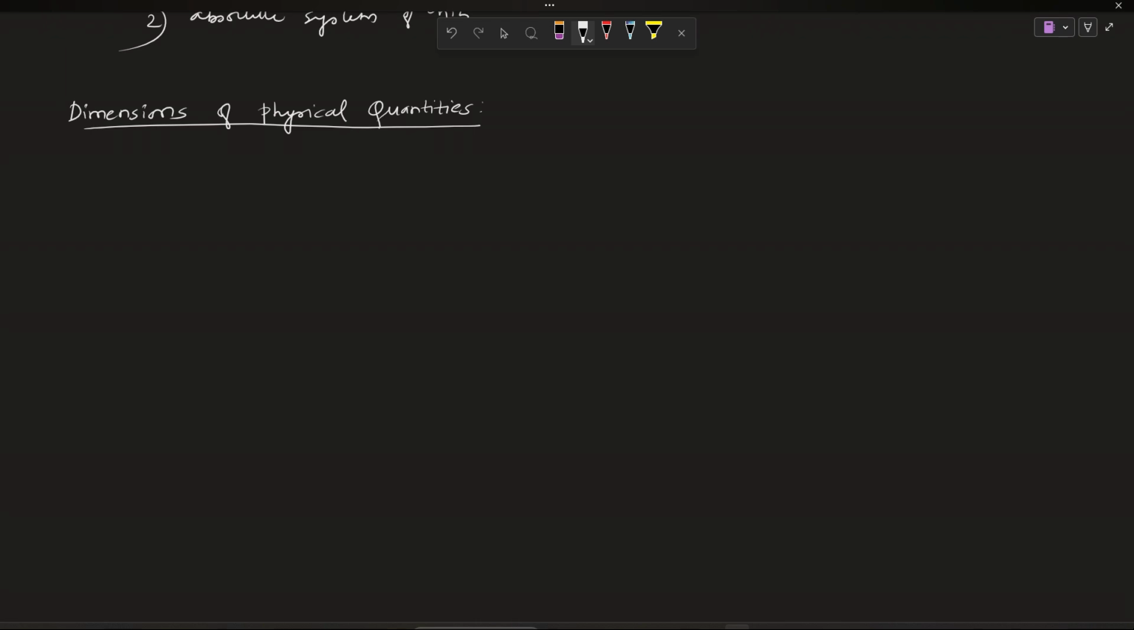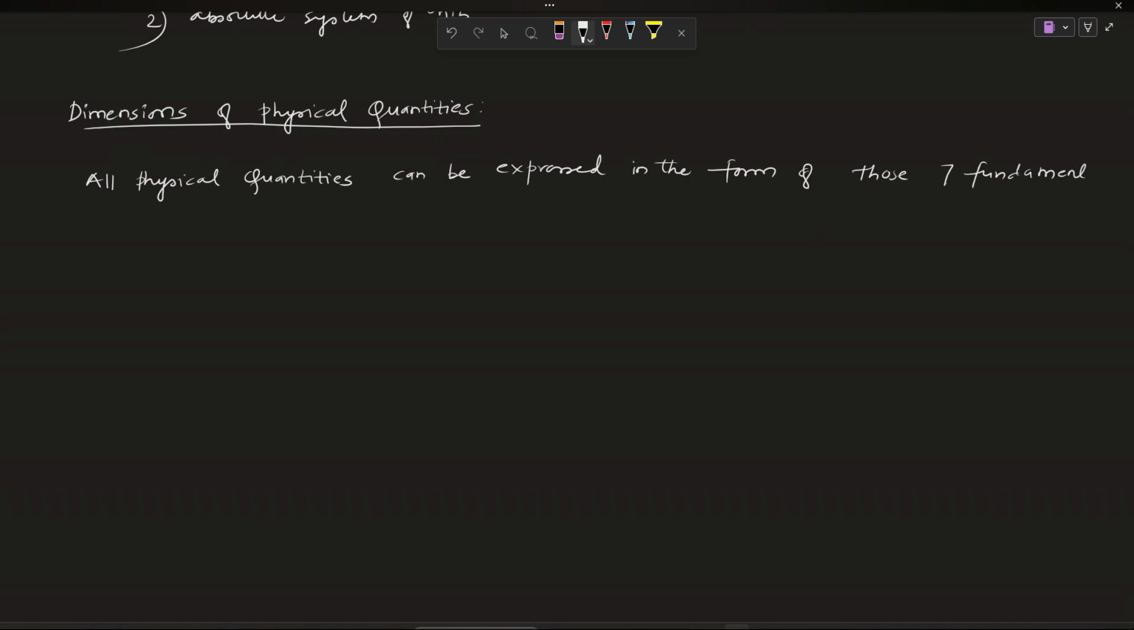Okay, dimensions of the physical quantities. All physical quantities can be expressed in terms of seven fundamental units. All physical quantities, जितने भी quantities exist करते हैं, all physical quantities can be expressed in the form of those seven fundamental quantities or units.